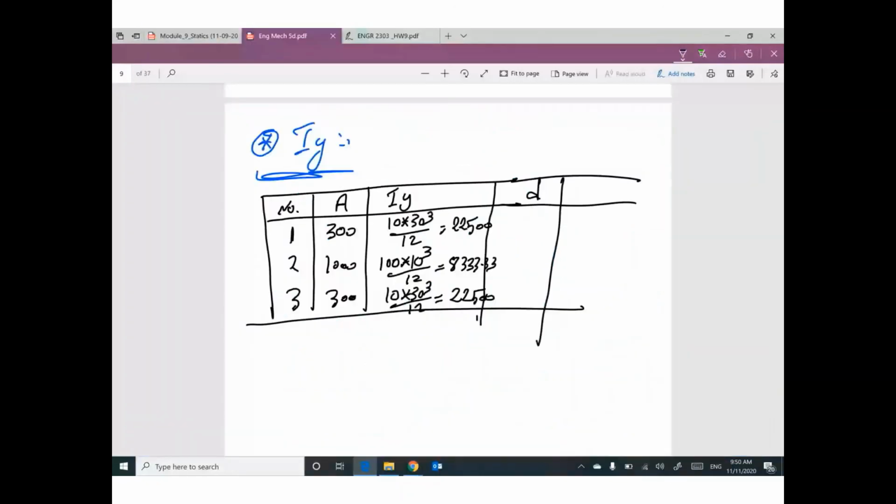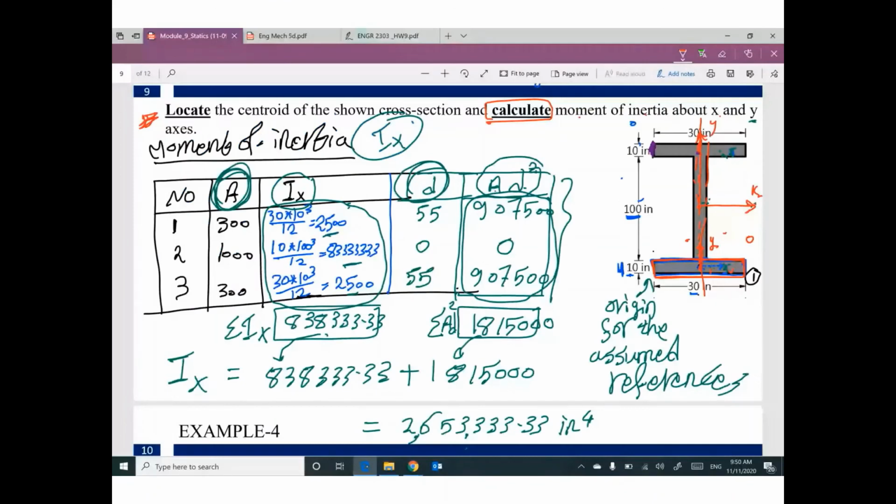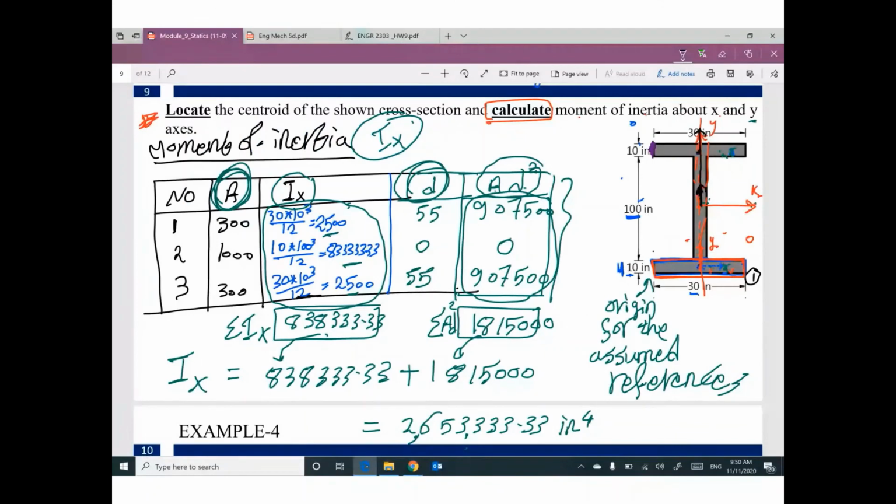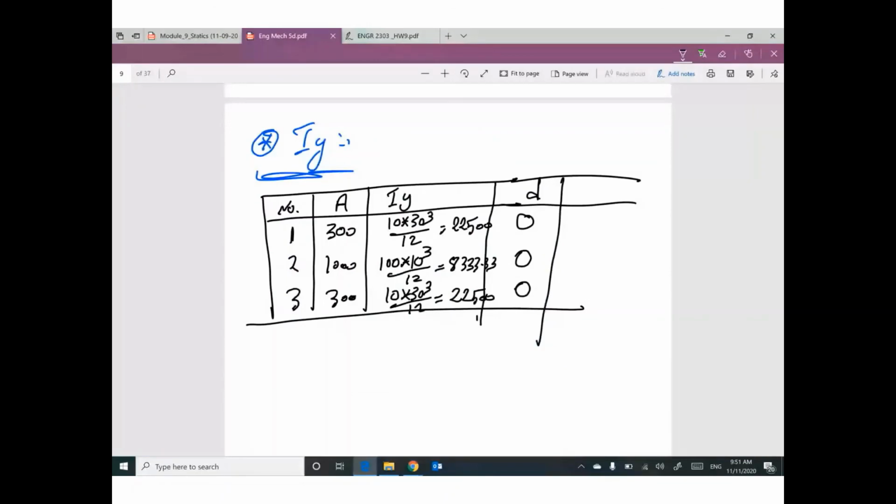We don't have distance. Second one, here is the y-axis for the second part, at the same location as the y-axis for the whole cross section, coinciding, so we don't have distance. For part number 3, at this centroid, I assumed the y-axis at the same location as the whole cross-section y-axis, so we don't have distance. You are lucky. Go ahead and multiply area times d square. Area times d square is 0. Area times d square is 0. Area times d square is 0.